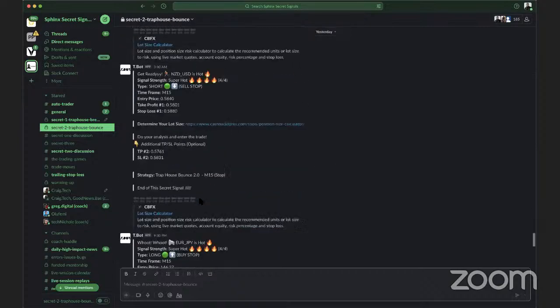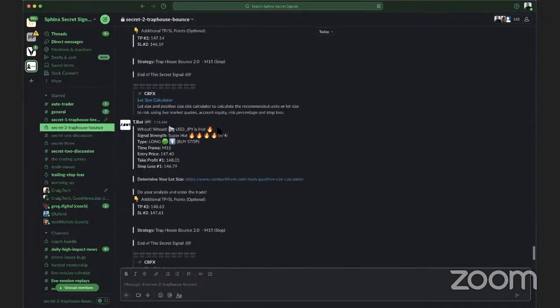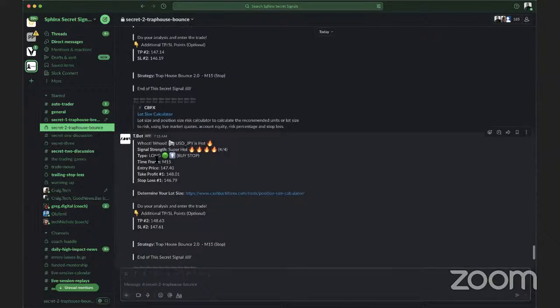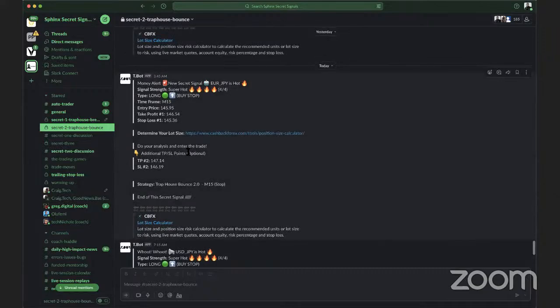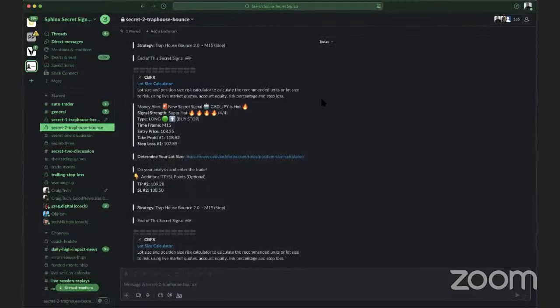Let's check out some of these signals we got. This morning we got a CAD JPY signal and a UJ signal for a buy. So UJ and CJ, let's go check those out.